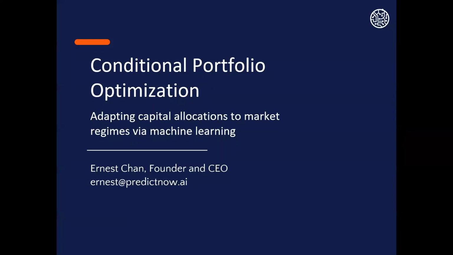So the subtitle of our topic is adapting portfolio optimization to market regimes via machine learning. And so I'll start by talking a little bit about market regimes, because to understand why this method works, it is essential. Market regimes play a very important role in why this particular portfolio optimization technique works better than the traditional ones.